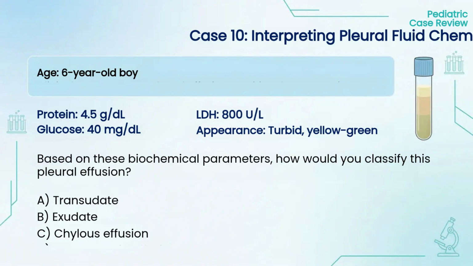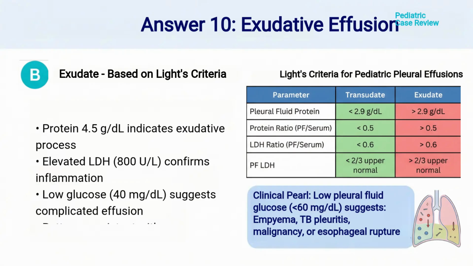Case 10. A 6-year-old boy with a large pleural effusion requiring thoracentesis has the following pleural fluid results: protein 4.5 grams per deciliter, lactate dehydrogenase 800 units per liter, glucose 40 milligrams per deciliter, and appearance turbid in yellow-green. Based on these biochemical parameters, how would you classify this pleural effusion? Option A, transudate. Option B, exudate. Option C, chylous effusion. Option D, hemorrhagic effusion. The correct answer is option B, exudate, based on Light's criteria.